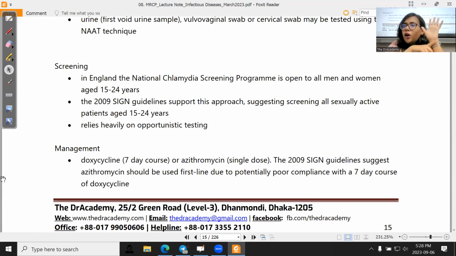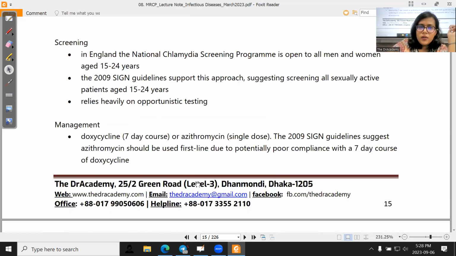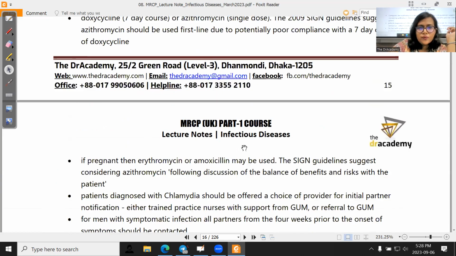But in an option, if it comes like which one would you prefer, you can go for the azithromycin because this is only a single dose. But usually they will not give scenarios like this. It's usually the doxy, okay? 7-day course of doxycycline or azithromycin single dose.